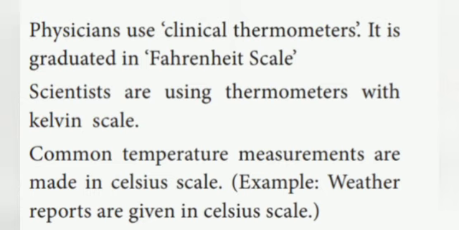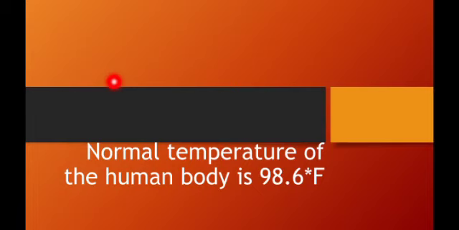Suppose you have a fever, a doctor checks your temperature with a thermometer in the Fahrenheit scale. In laboratories and other research, scientists use the Kelvin scale, and weather reports are given in the Celsius scale. A normal temperature of the human body is 98.6 degrees Fahrenheit.